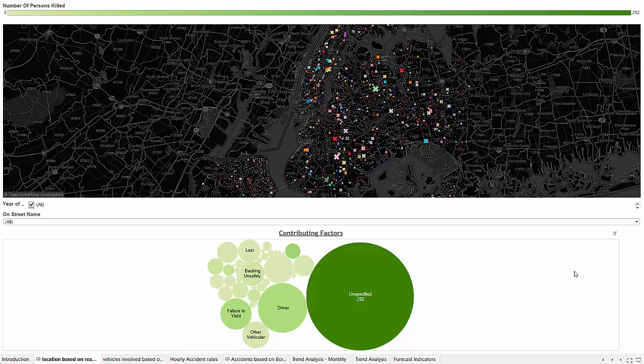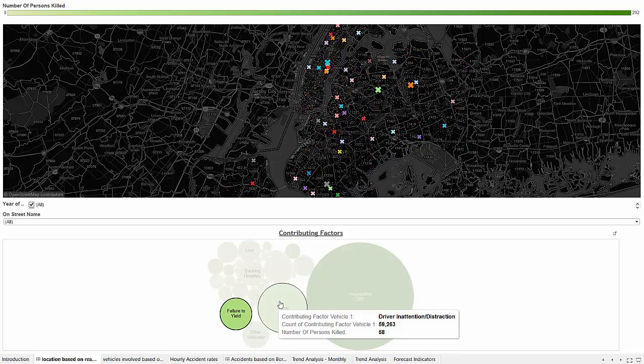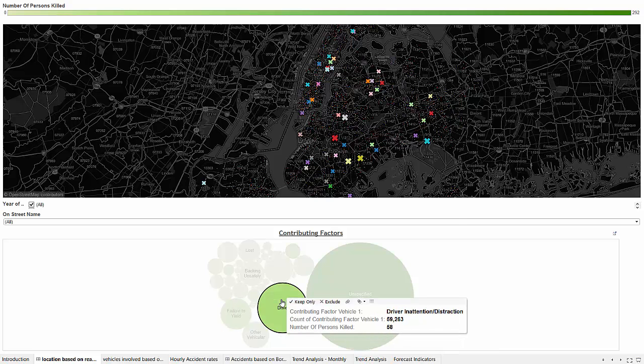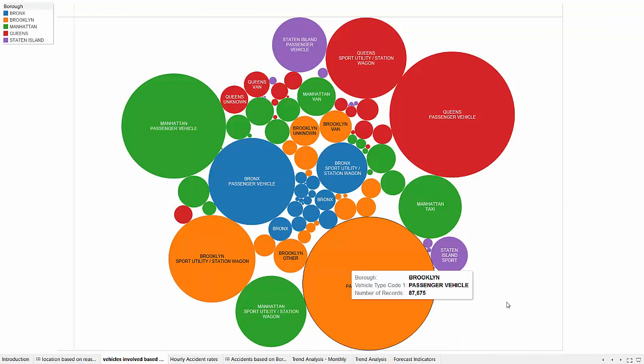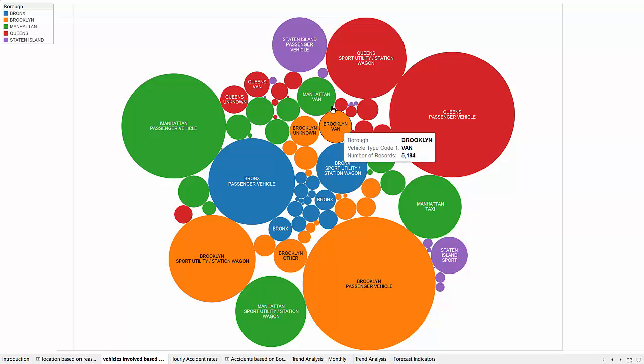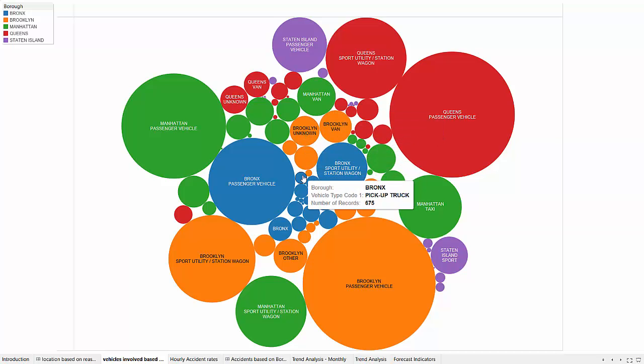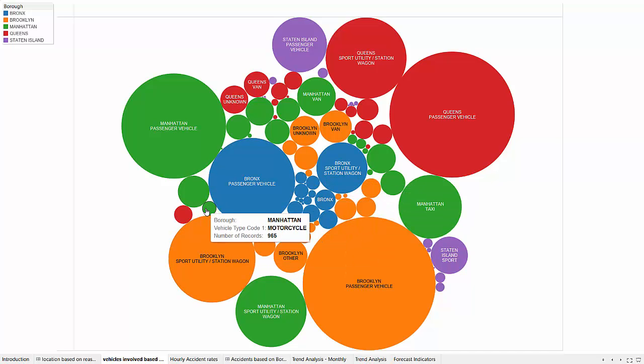This Viz shows a dashboard which gives the top contributing factors for the accidents. Locations of these accidents will be marked on selection of any contributing factor. The next Viz shows the types of vehicles involved for the maximum number of records in each borough. The boroughs are differentiated using different colors, where each bubble represents a type of vehicle involved in these accidents.